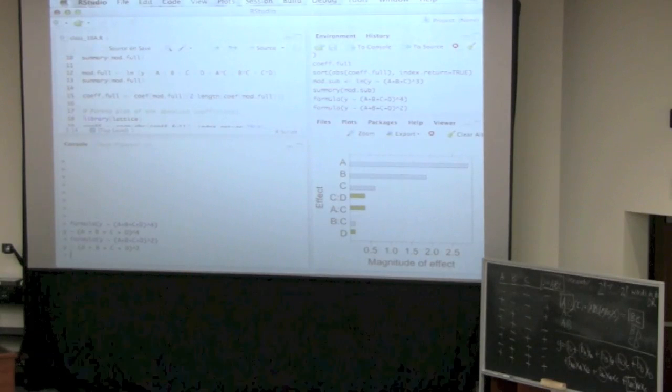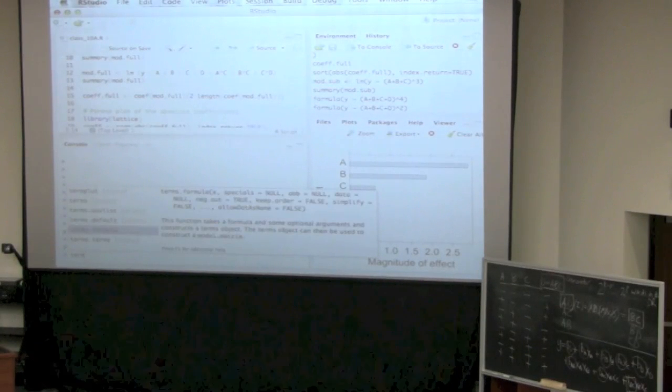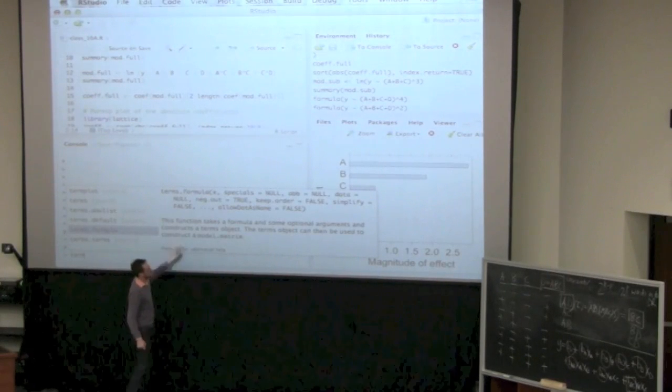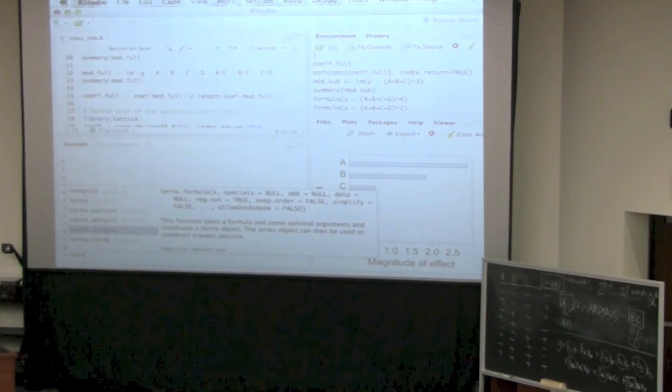But there's a function in R that's called terms.formula. Terms.formula is a function that takes a formula and constructs a terms object and will show you what all the combinations are. So terms.formula.